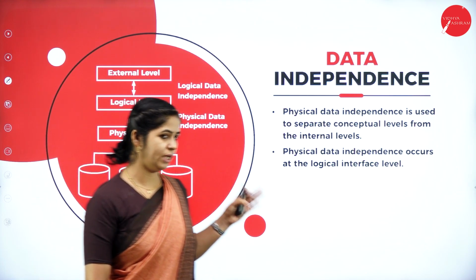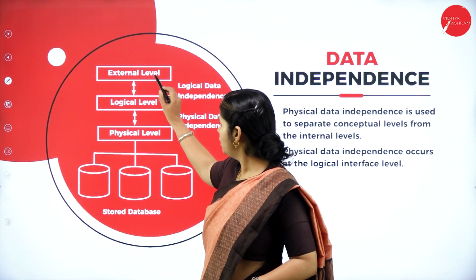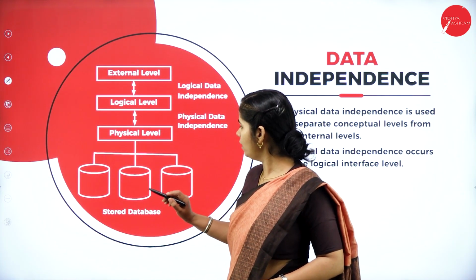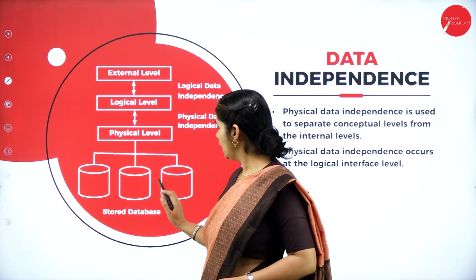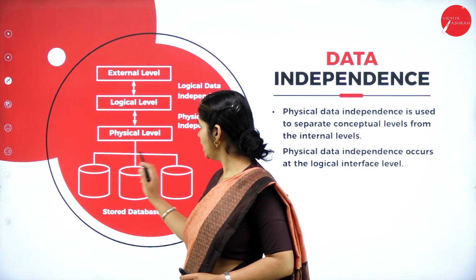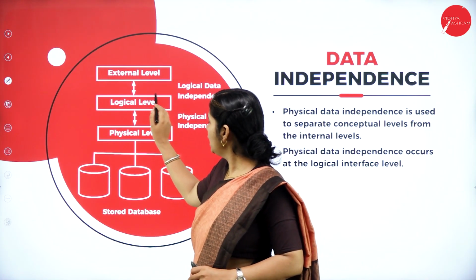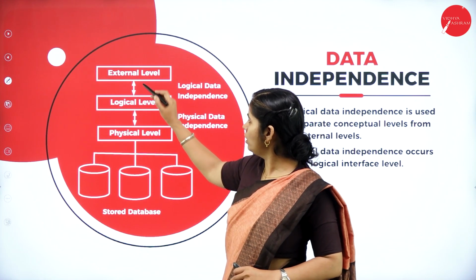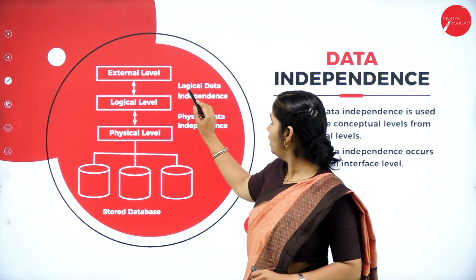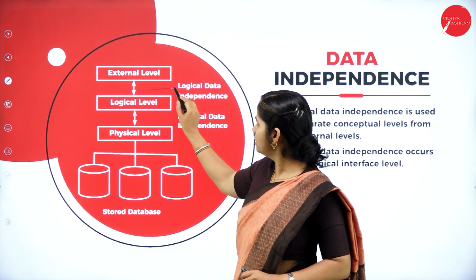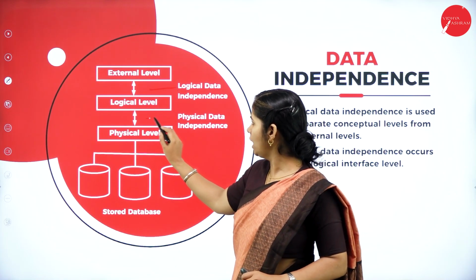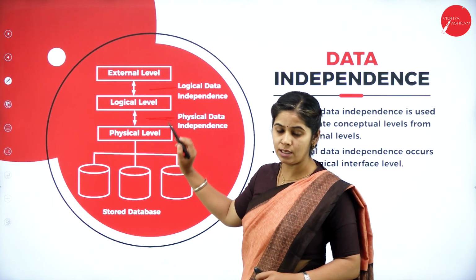So that is what is depicted here. This is the external level, logical level and physical level. This is stored data. Any changes made in the physical level should not affect the logical level. Any changes made in the logical level should not affect the external level. Logical data independence is achieved here and physical data independence is achieved at this level.